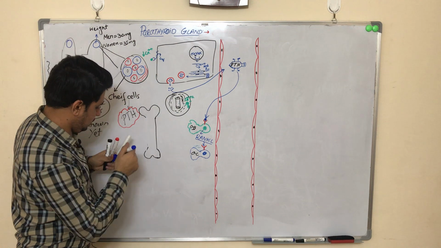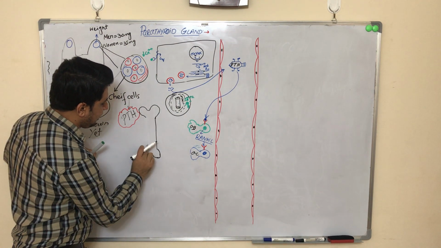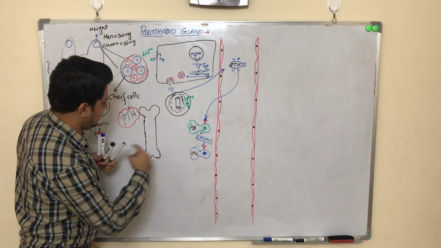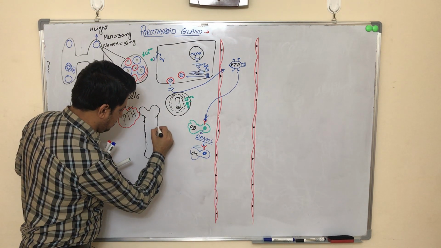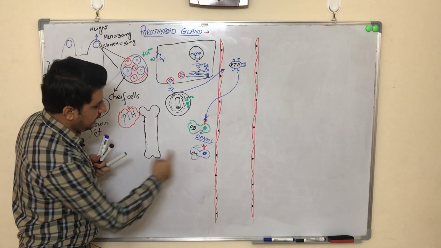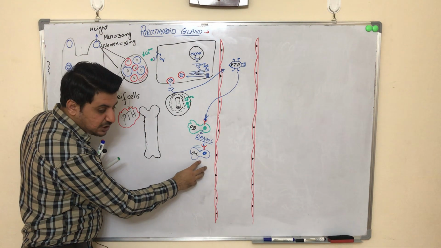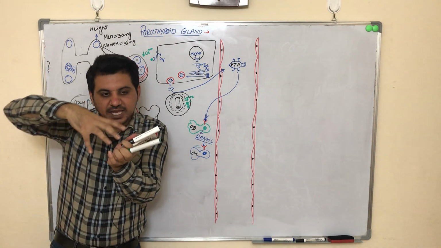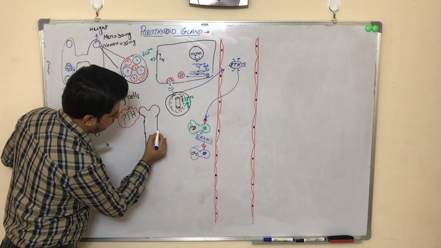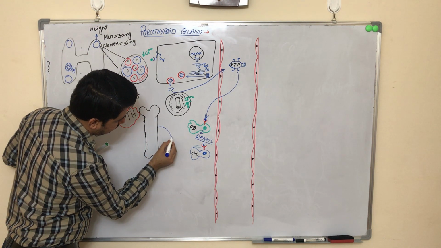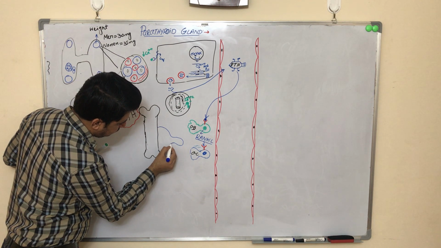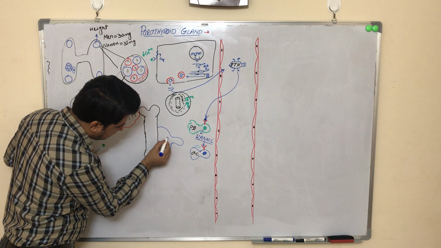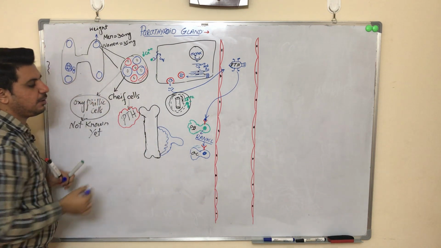Let me make this wider so that it would be easier for you to understand the next concept. Okay, this osteoclast will come, after being activated, after getting mature, it will become attached to the bone and will cover a specific area like this. The membrane will become ruffled.